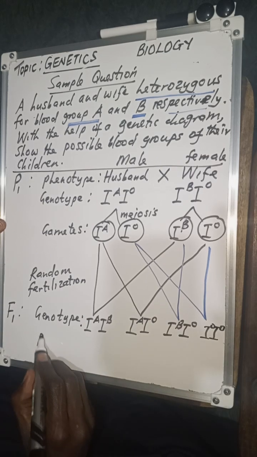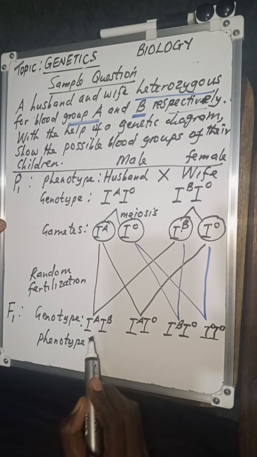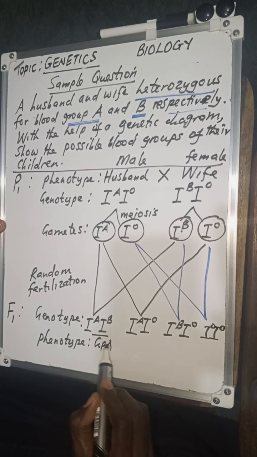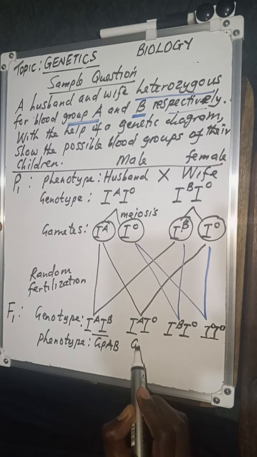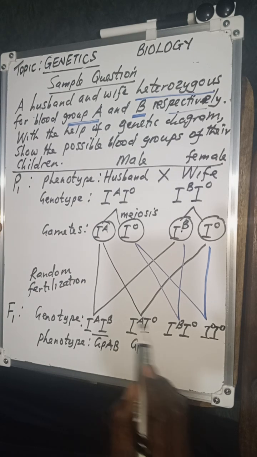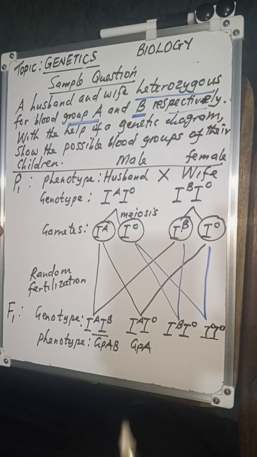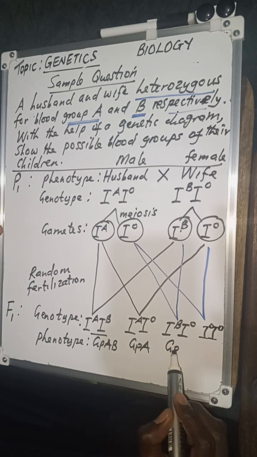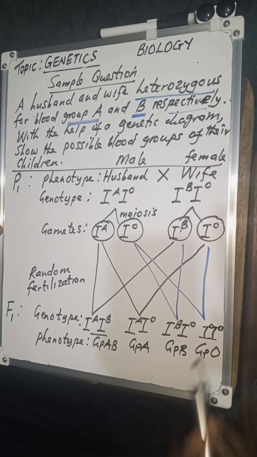So therefore, we can now determine what is the phenotype. Well, if you notice, this one here is simply in blood group AB. What about the next one there? Well, this one is in blood group, you may be tempted to say A or O, no. Remember, A is dominant, so this is blood group A. This one again is not B or O, this one will just be in blood group B, and this one will now be in blood group O.